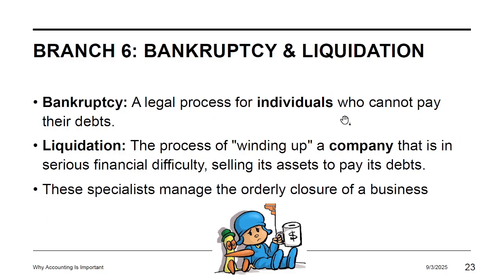We move to another branch, bankruptcy, which we can combine with liquidation. Finally, we have the specialization of bankruptcy and liquidation. Bankruptcy is a legal process for individuals who cannot pay their debts. Liquidation is the process of winding up a company that is in serious financial difficulty, selling its assets to pay its debts. Sometimes if you pass on the street, you can see in front of shops they mention liquidation. It means you can buy some products at a very good price if the company is in liquidation. These specialists manage the orderly closure of a business.